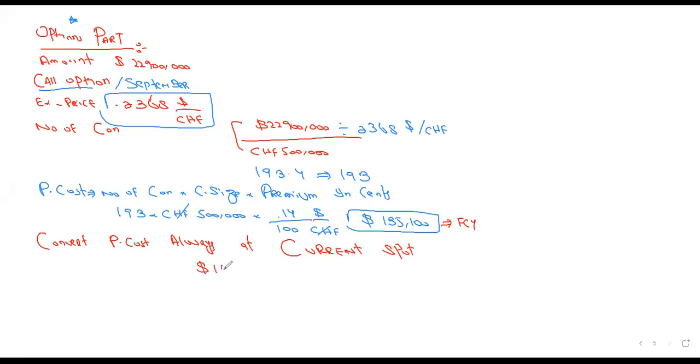Dollar 135,100 divide by 0.2355 dollar over CHF. How much is the amount coming in CHF? 573,673. Yes.